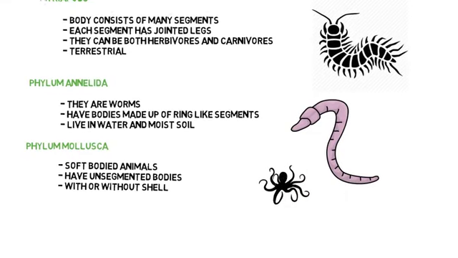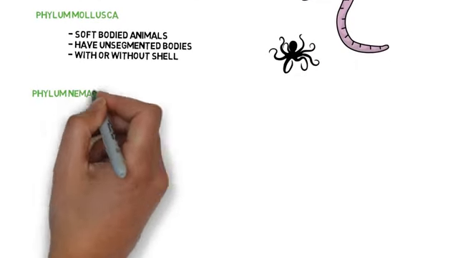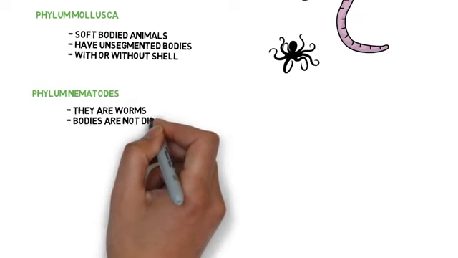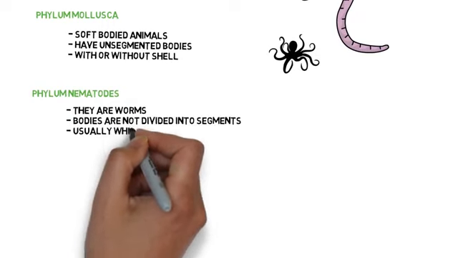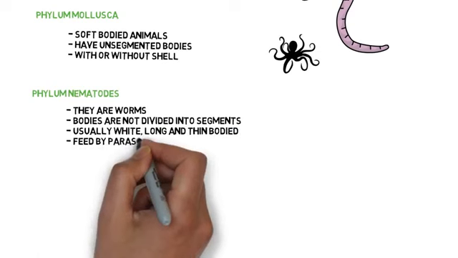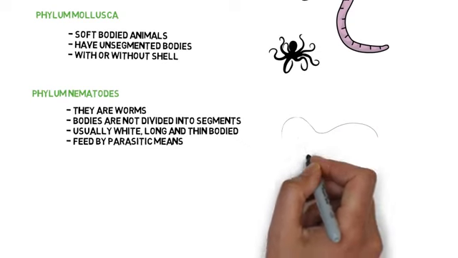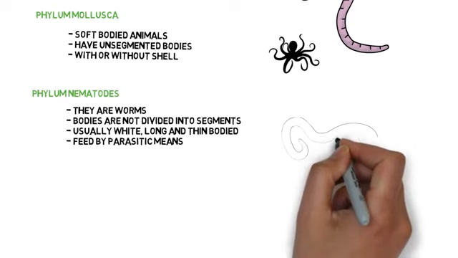Phylum Nematodes. They are worms. Their bodies are not divided into segments. They are usually white, long, and thin-bodied, and they feed by parasitic means. Examples of nematodes are hookworm and roundworm.